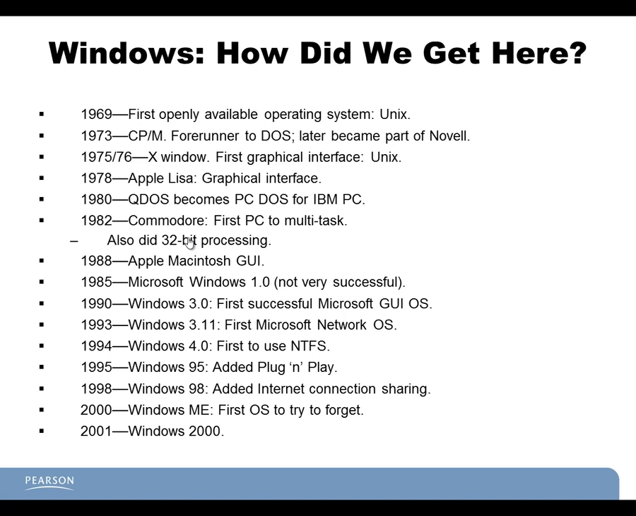In 1980, QDOS became PC-DOS, and that was the first DOS really available for IBMs. Then in 82, one of my favorites, the Commodore, came around. The Commodore was one of the first computers to multitask, and it could do 32-bit processing.